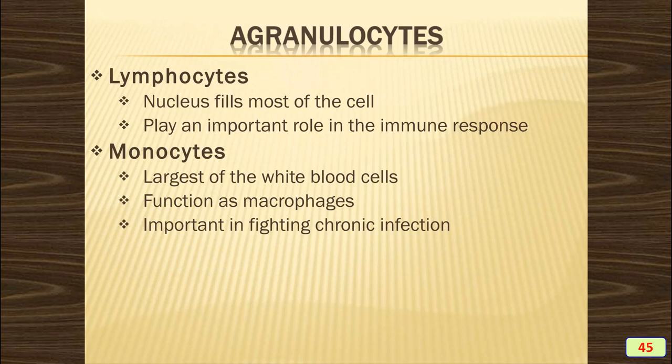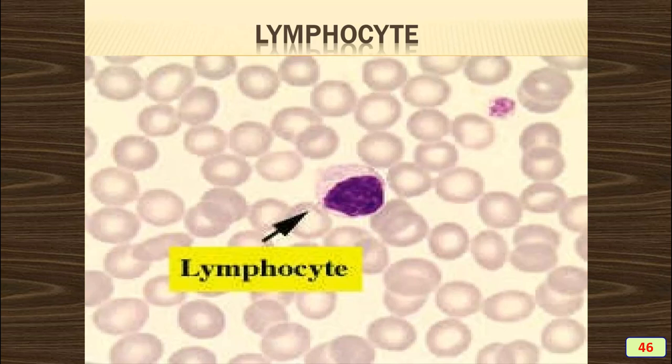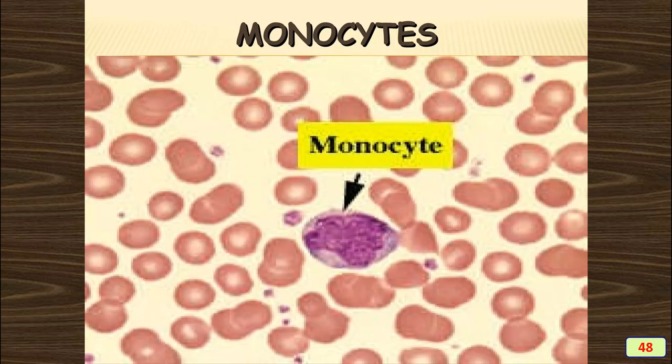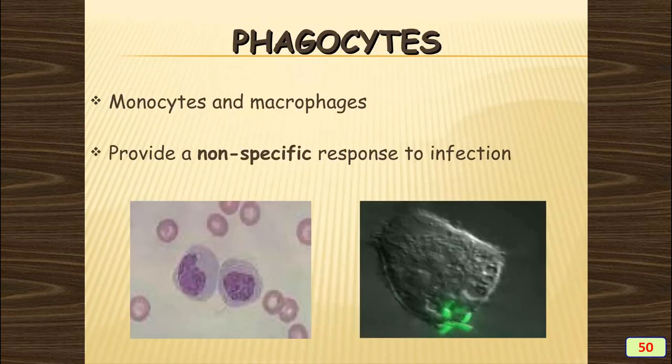Agranulocytes means they do not have granules, and the nucleus fills most of the cell, and they play an important role in the immune responses, etc. The largest of the white blood cells are the monocytes, which function as macrophages, important in fighting chronic infections. So lymphocytes, monocytes, then platelets, these are all phagocytes. So they also perform their own functions.